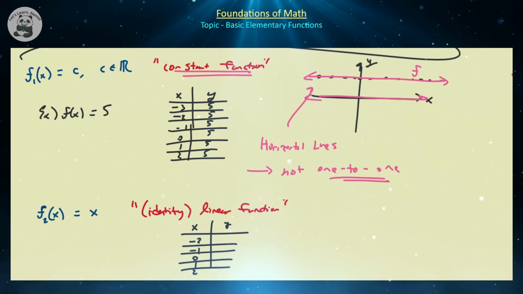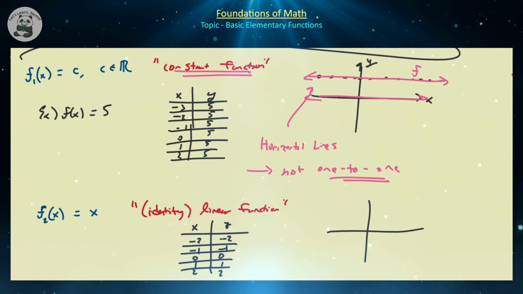When x is equal to minus 2, y would be equal to minus 2. When x is equal to minus 1, y would be equal to minus 1. Wherever the x value is, the y value will be the same exact thing. So if we try to plot these points, you're going to have points that sort of follow this particular relation.